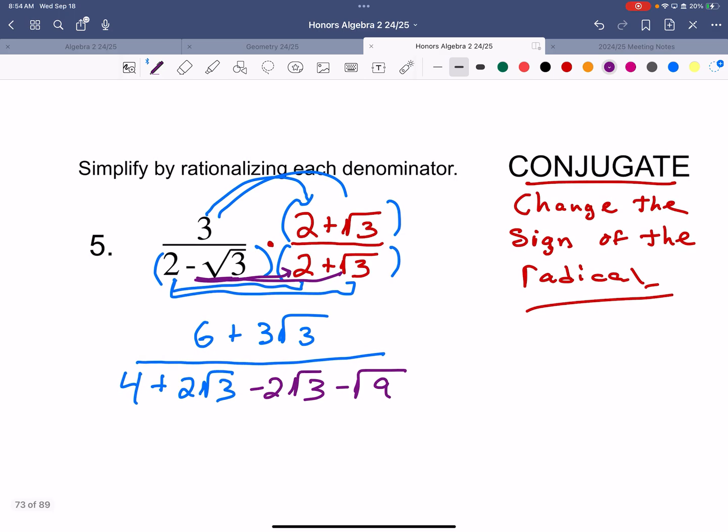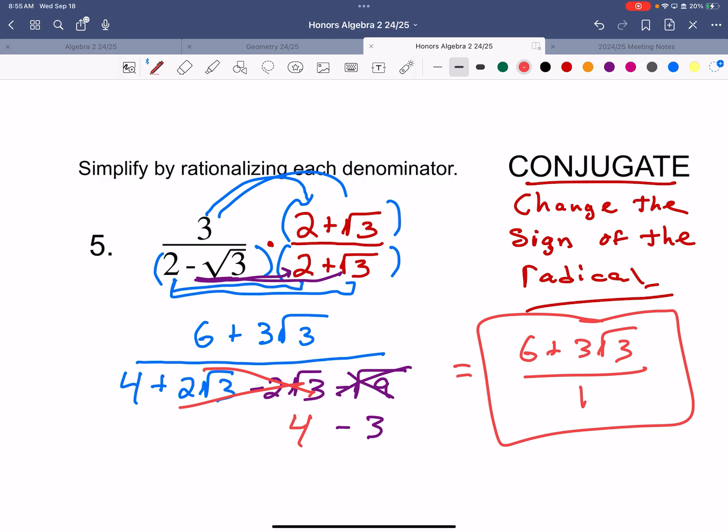But what's the square root of 9? Square root of 9 is just 3, so that becomes minus 3. So that radical 9 isn't radical 9 anymore, it's just negative 3. These 2 middle terms give us 0 radical 3, so they essentially just go away. So we're left in the denominator with 4 minus 3. Our numerator here is 6 plus 3 radical 3. Our denominator in this case is just 1. It's not always going to be 1, it just happened in this problem.